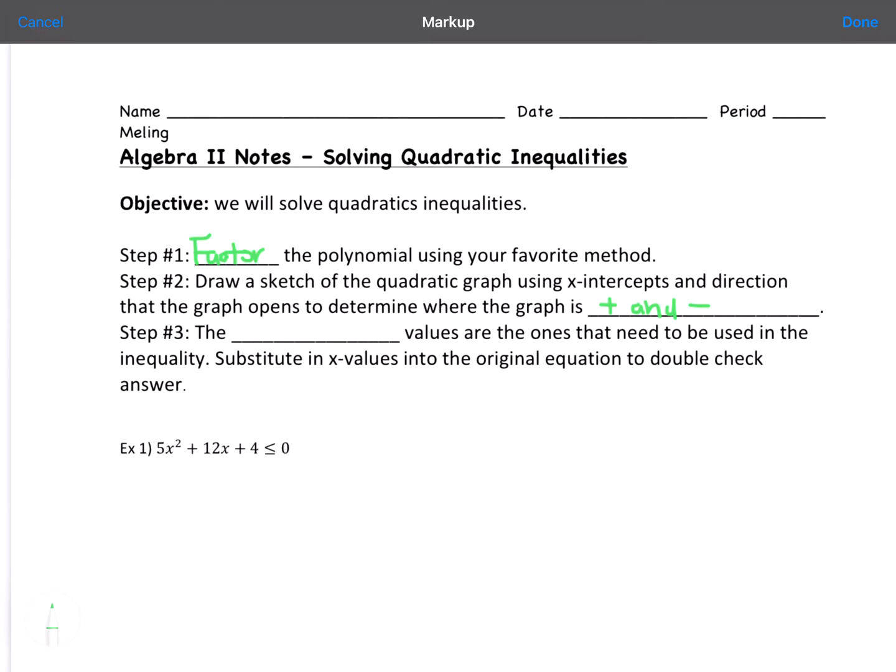And then finally, the x-intercept values are the ones that need to be used in the inequality. And we also can double check. We want to substitute in x values into the original equation to double check our answer.